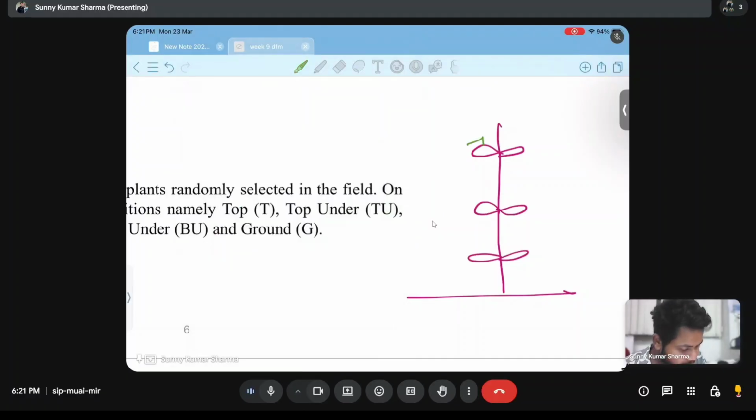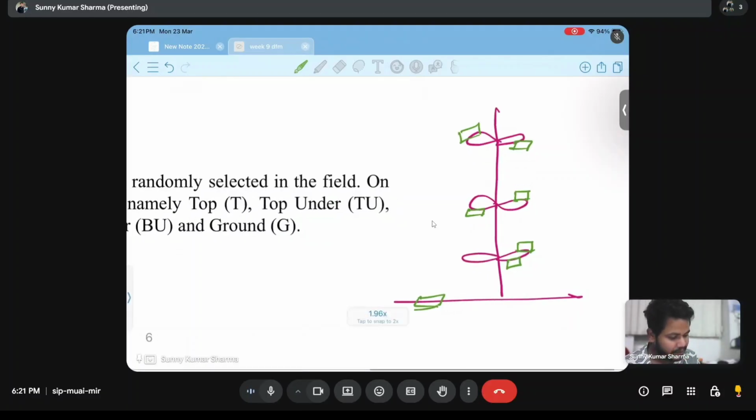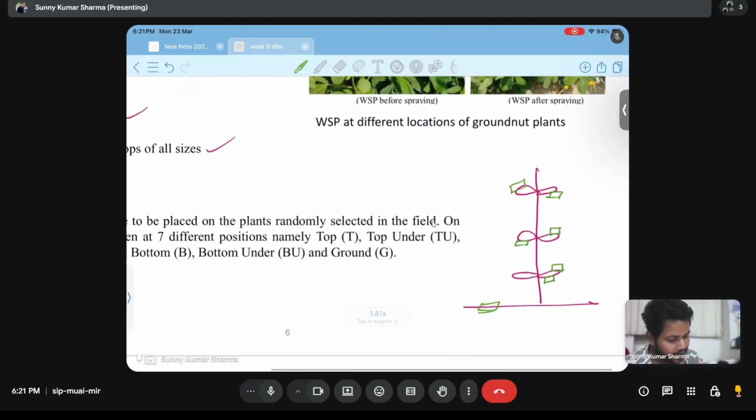So water sensitive paper will be placed at the top, on its upside and downside. Then in the middle, on the top side and bottom side, and at the lower part of the plant, on the top side and bottom side, and one will be placed on the ground. This water sensitive paper will be placed, and the spraying operation will be done.